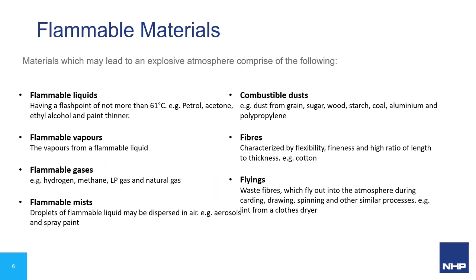Going on to dusts, with combustible dusts, these are mostly organic, but there are some metals and minerals that are included in here. So these will be things like grain, sugar, wood, coal, and aluminium dusts. And then continuing on with dusts, we also have fibers, which include cotton, wool, nylon, and polyester, and flyings, which are things like sawdust and lint. And these are mostly waste particles due to processes.